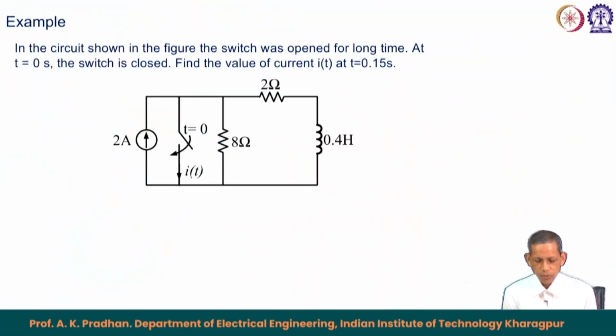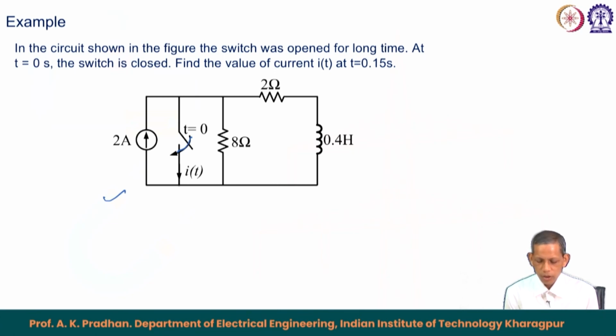We will go to the next example. This is a circuit which has a current source now, and the switch will be closed at t equals 0. We have an inductor here, so that is the only energy storing element here.